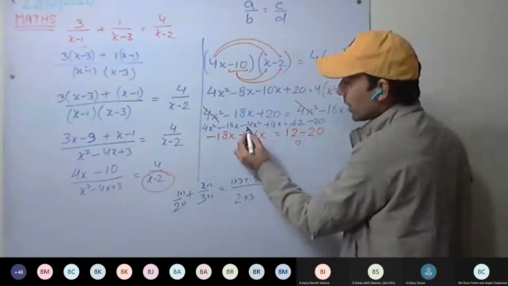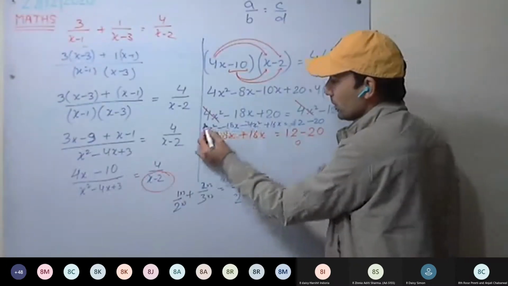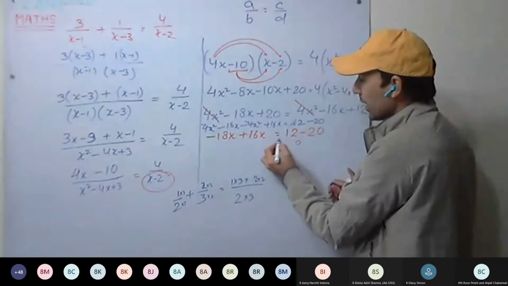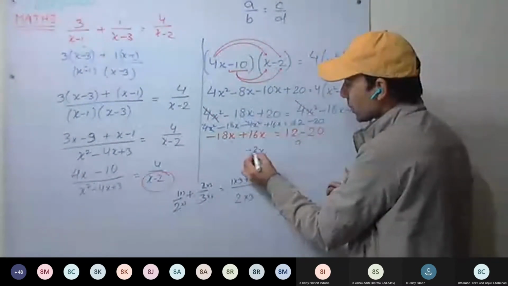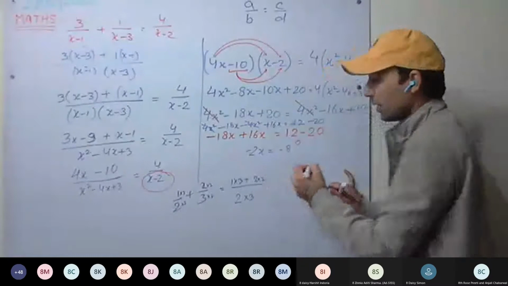Now see here, 4x square minus 4x square is 0. Minus 18x plus 16x, we are getting minus 2x equal to minus 8. Understood now?